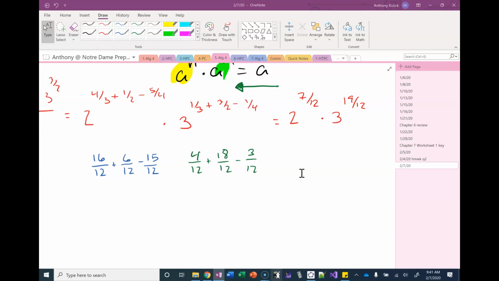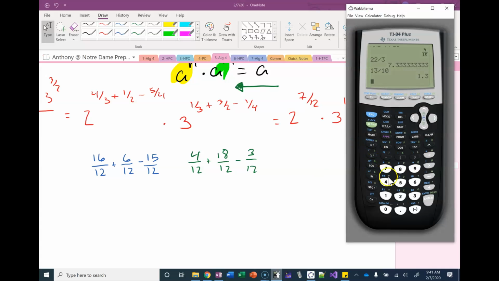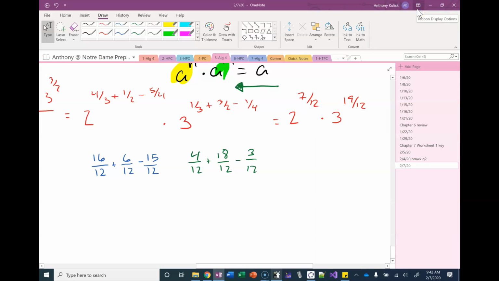So just to show you the quick way of dealing with this, I can do 4/3 plus 1/2 minus 5/4, just using the division bar to make my fractions. And then if I press the math and the fraction command, it spits out my fraction for me. Okay? Is that all right with you guys? So if you're struggling to make your common denominators and add your fractions, that's a nice opportunity to check things.